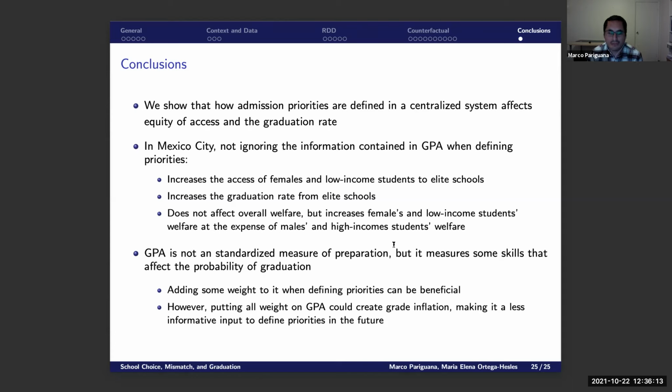Okay, so to conclude, GPA is not a standardized measure of preparation. We all know that it's not standardized, but it measures some skills that affect the probability of graduation and seem to be important. So adding some weight to it when defining priorities can be beneficial. However, if you were to put all weight on GPA, you could create this thing called grade inflation, making it a less informative input to define priorities in the future. And that's the paper. Thank you.